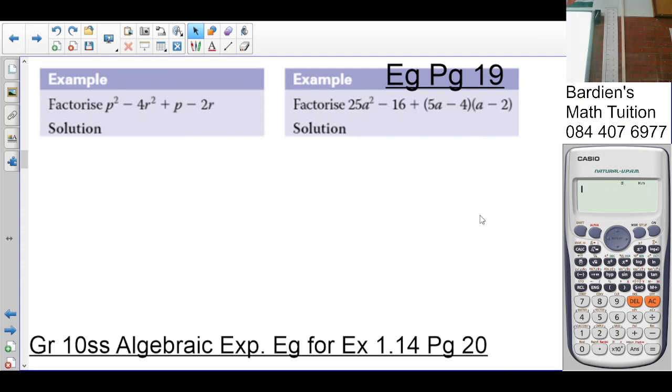Examples 9 and 10 on page 19. Okay. Examples 9 and 10 on page 19. This deals with the examples for exercise 1.14 on the next page.